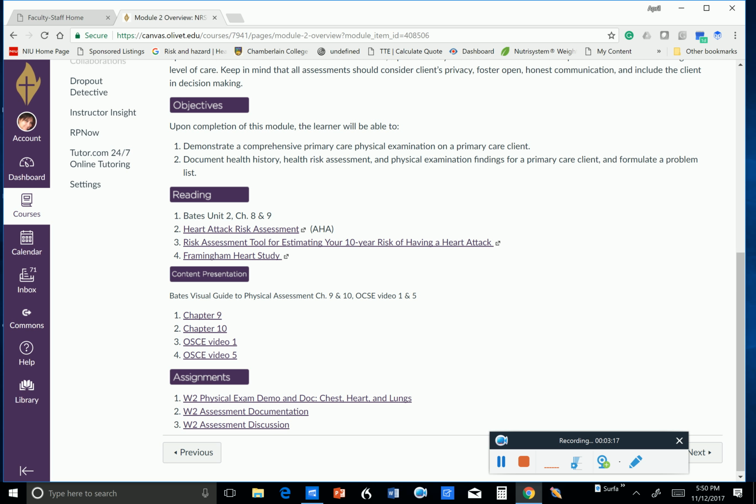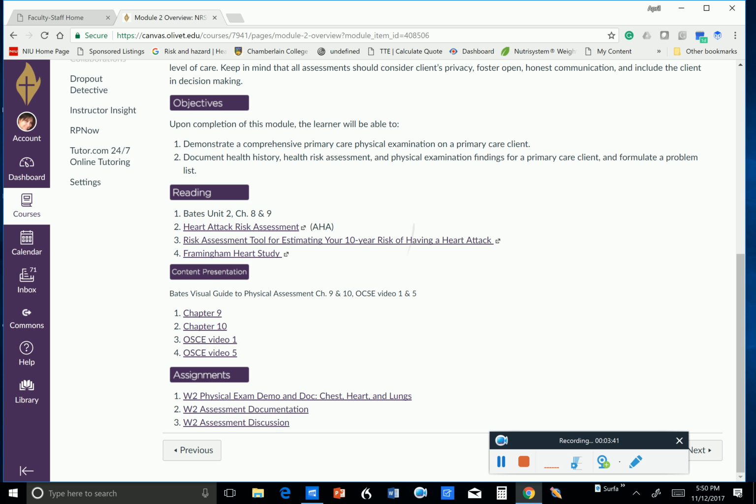I actually used the Bates book, of course, a much older version, in 2002 when I was in my nurse practitioner program. We have some tools here also: heart attack risk assessment tool for estimating your 10-year risk of having a heart attack, and the Framingham Heart Study. So I want you to take a look at those also. Content presentation, we have the Bates Visual Guide to Physical Assessment, Chapter 9 and 10, Video 1 and 5. So take a look at those.